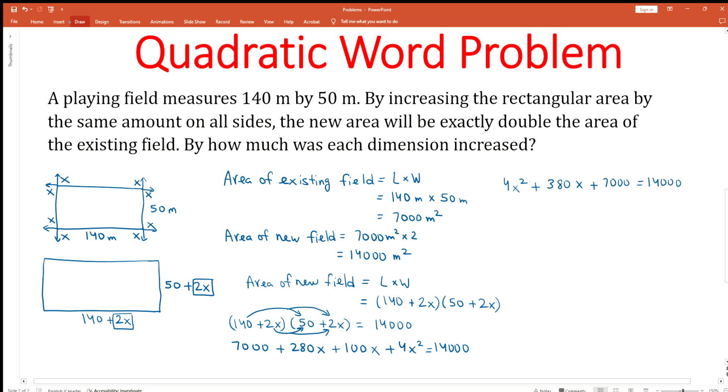This is a quadratic equation. In order to solve this equation, we have to set it equal to 0. So we should subtract 14,000 from both sides. 7,000 minus 14,000 is equal to -7,000. We can reduce this equation by dividing each term by 4. Now we can solve this equation. We can use the quadratic formula to solve this equation.